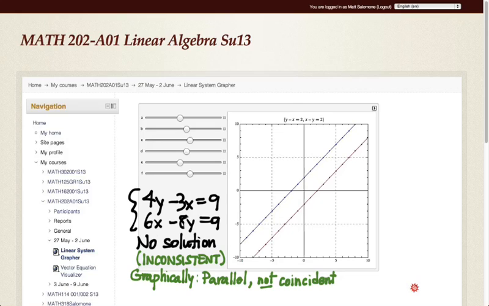Okay. All right, so how could we have known? Let's take both of those equations and find their slopes. After all, standard analytic geometry tells us that two lines that have the same slope are definitely parallel. So what was the slope of 4y minus 3x equals 9? If we solve this for y, we get 9 plus 3x all over 4. And if we solve the second equation for y, we get 9 minus 6x all over negative 8.